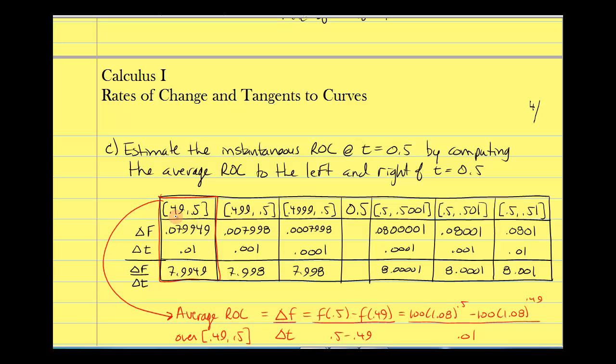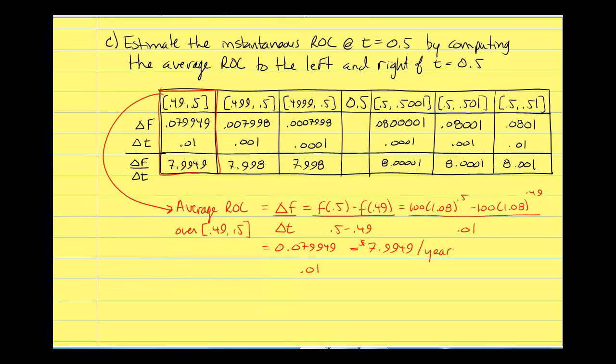So to get started, I might look at a small interval 0.49 to 0.5, and I'd look at my change in position over the change in time. We've done these up above, but this is how I would do that. I'd run through this process, change in position over change in time, and calculate that, and the average rate of change between 0.49 years and 0.5 years here is about $7.995. So looking at this, I can see that I'm getting closer and closer. After I do this repetitively from the left, I'm approaching $8.